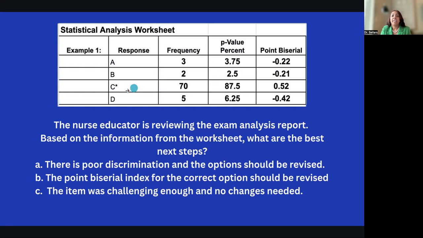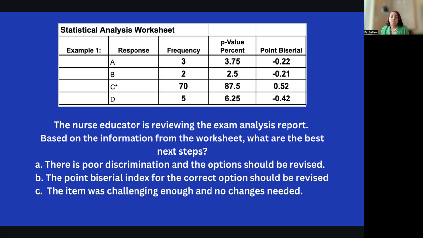So we have here example 1 with the specific responses, which are the options that a student has for the specific question. And then you can see the frequency here in the next column. The third column is going to be your p-value percentage, and then the last column is the point biserial. All right, so what you want to think about is, what are these data points telling you, right? Remember that for our exam analysis, our reports tell us a story about students' knowledge level and overall performance with each individual question, as well as the overall exam.